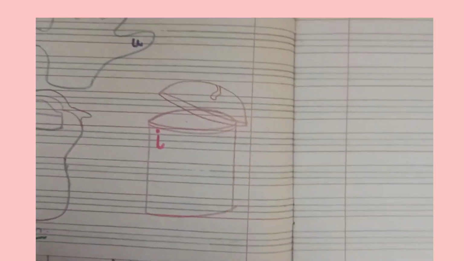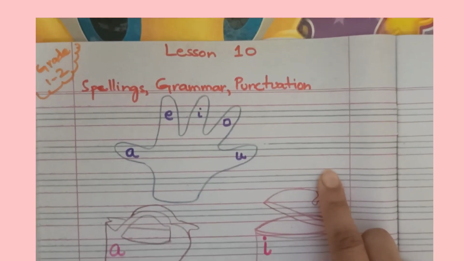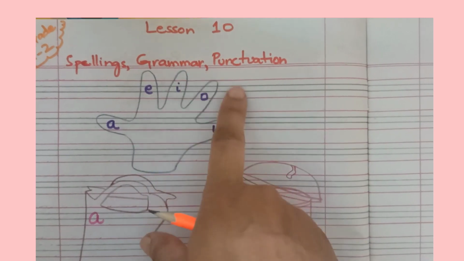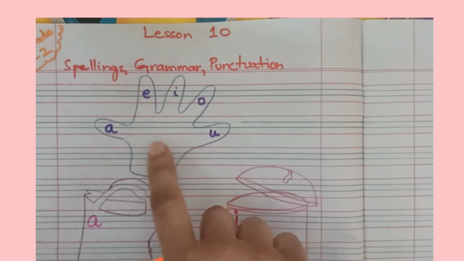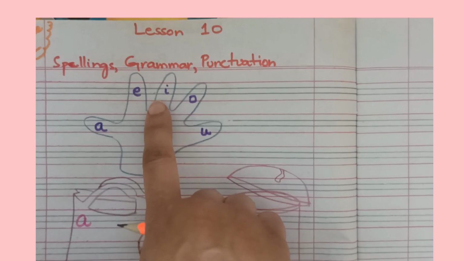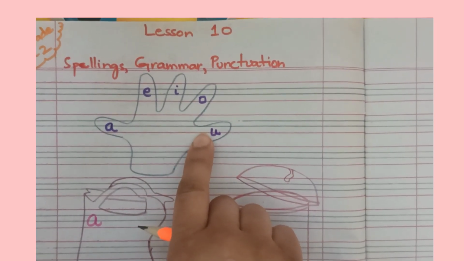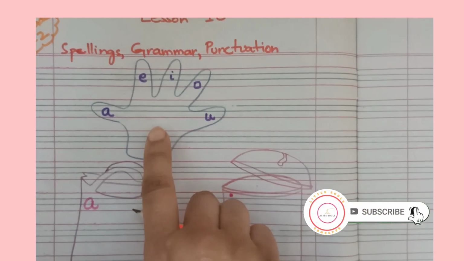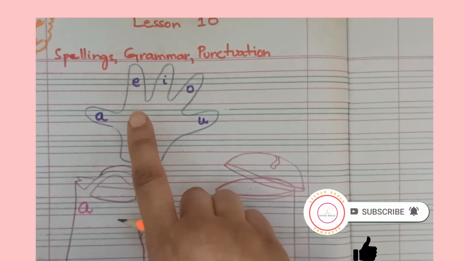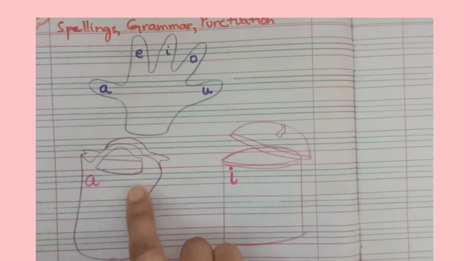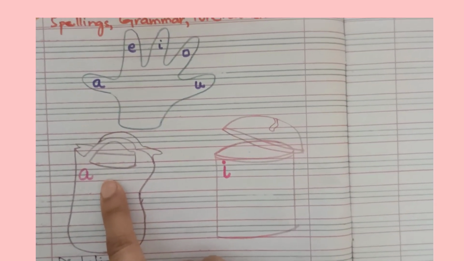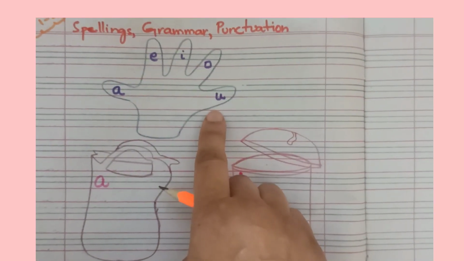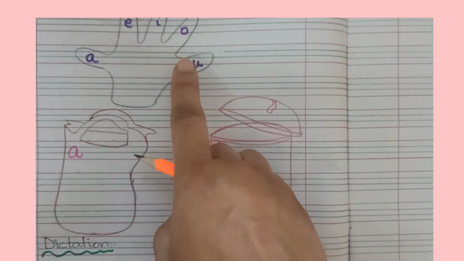Now the lesson number 10. It is the most interesting lesson because it is about the vowels and the short vowel sounds: a, e, i, o, u. Make a vowel hand and you can paste this vowel hand in the children's room and ask them to write some words having the vowel A sound, the vowel I sound, vowel E, vowel O and vowel U. Short sound. Keep this in your mind.